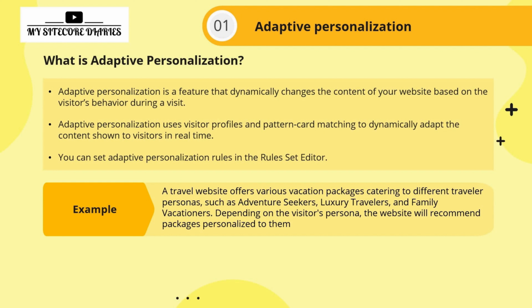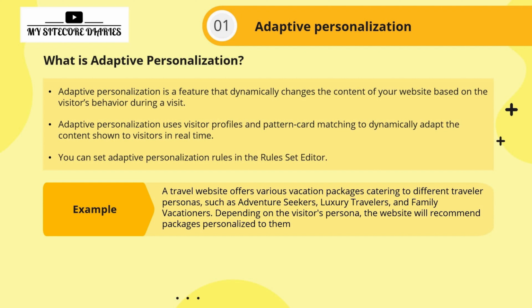A travel website offers various vacation packages catering to different traveler personas such as adventure seeker, luxury travelers, and family vacationer. Depending on the visitor persona, the website will recommend the package personalized to them. What a persona is, that also we have seen in the previous videos. So if you have not seen all those videos related to personalization, please watch those videos. They are in the playlist, so you can watch those.